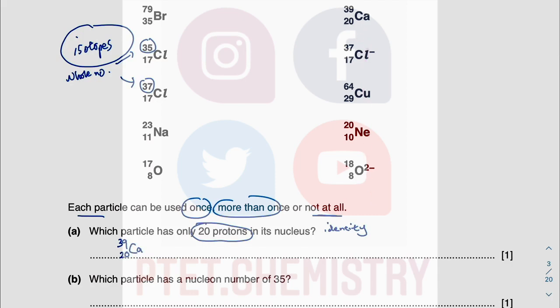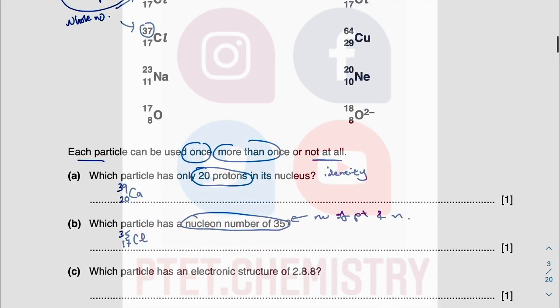Which particle has a nucleon number of 35? Nucleon number refers to the number of protons plus neutrons in the nucleus of an atom. So it's the higher number, because it's the number of protons and neutrons. So 35 refers to this one. Are there any other 35? Nope. So that's the only one, 35 on top there. So 35, 17, chlorine.